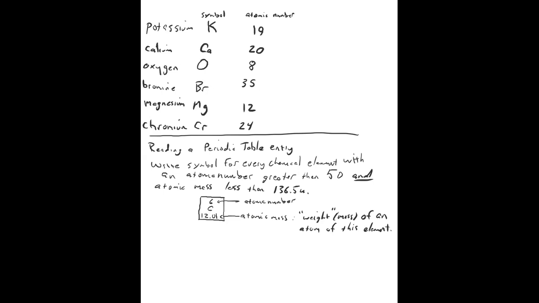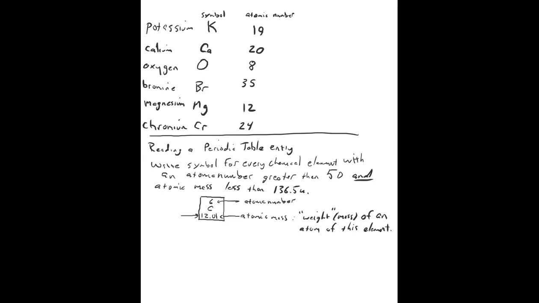But they limit it. They say, look, don't go beyond an atomic mass of 136.5. So once you get up to 136.5, stop. So what happens is this is going to get to 136.5 before you get up too far up. So they're not going to have you write 100 elements or 68 elements. They're going to have you write a few. Okay. So you're taking into account both numbers. So let's take a look.